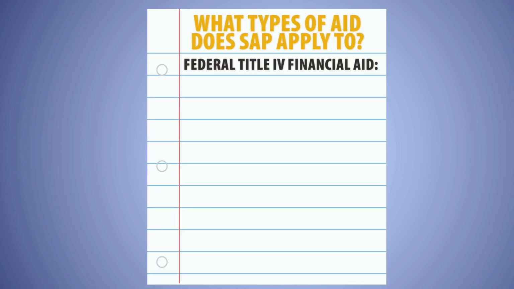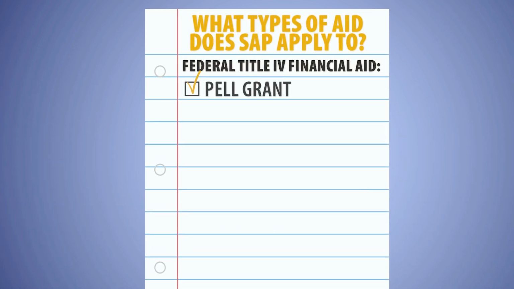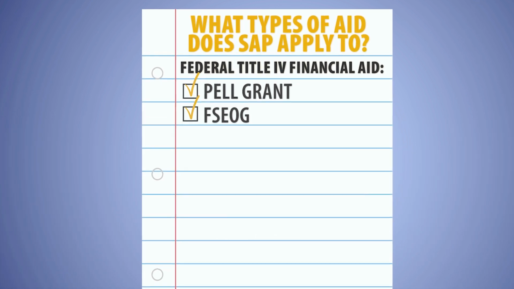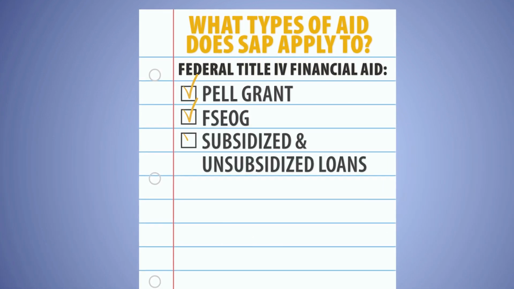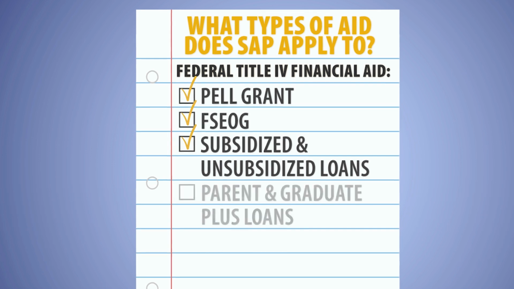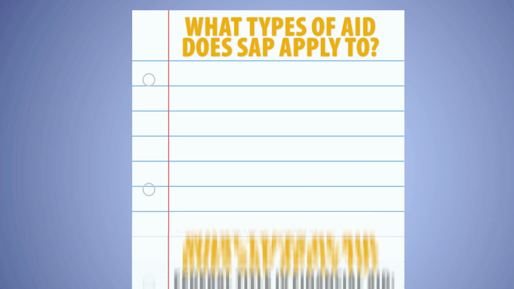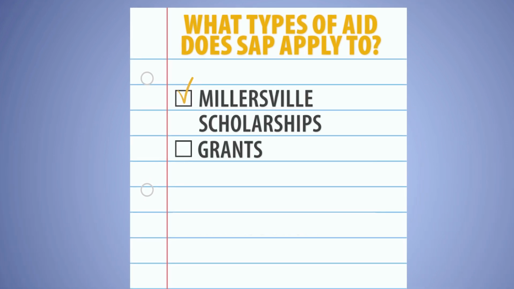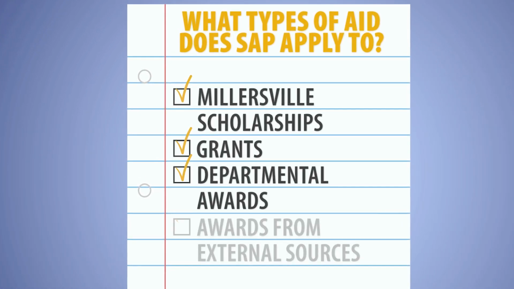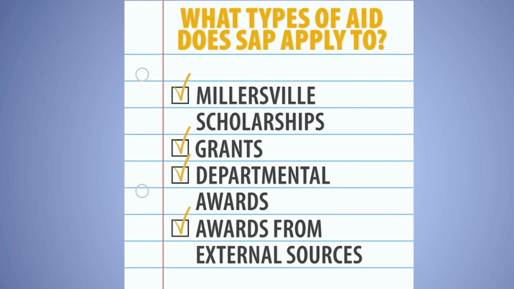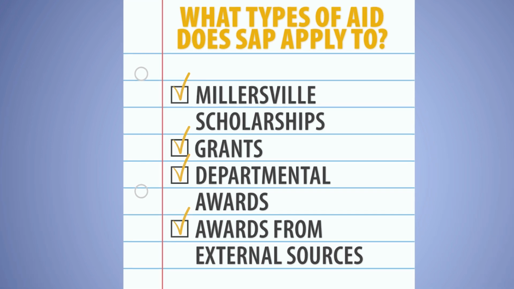SAP applies to all students seeking federal Title IV financial aid, such as the Pell Grant, Federal Supplemental Educational Opportunity Grant, subsidized and unsubsidized loans, parent and graduate PLUS loans, and work study. Some Millersville scholarships, grants, and departmental awards, as well as awards from external sources, may also require a student to be meeting SAP standards to be eligible for or to continue receiving funding.